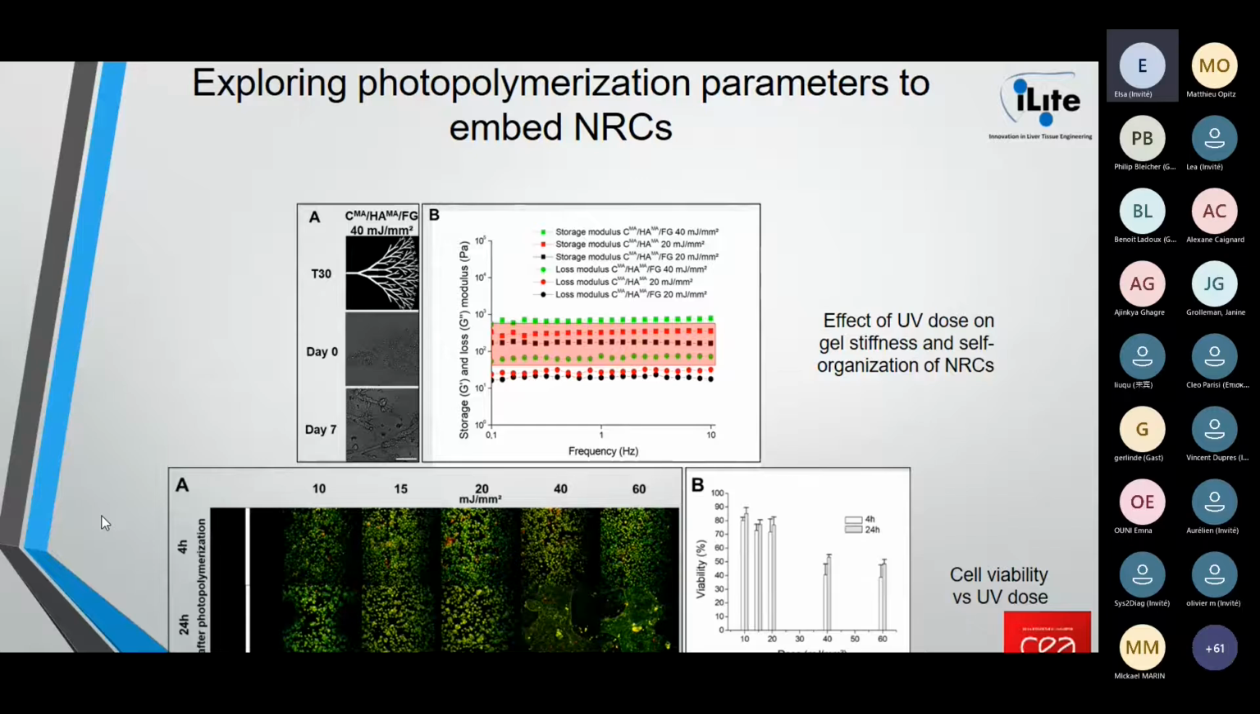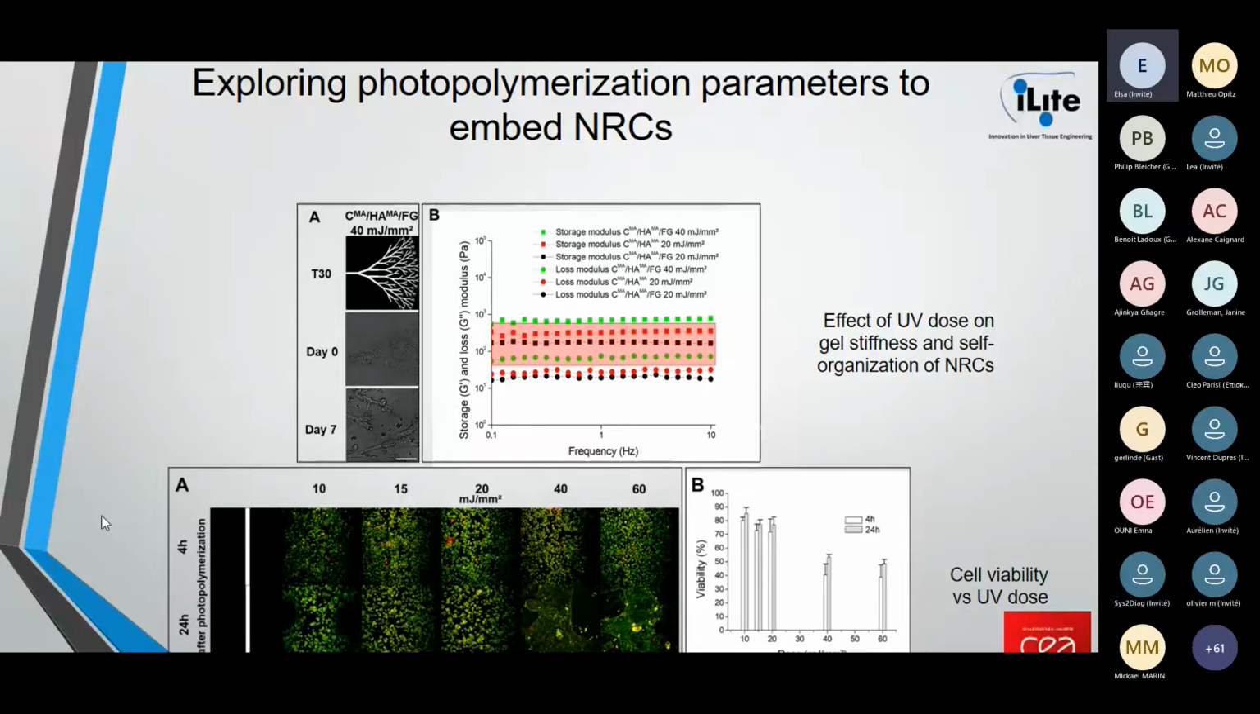So this experiment shows us, here again, the encapsulation parameters that we should use for our experiment. We say that the mix that we should use is made with collagen, hyaluronic acid, fibrinogen, with a UV dose of 20 millijoule per millimeter square. That is really, really small UV dose compared to other applications, as I saw today.